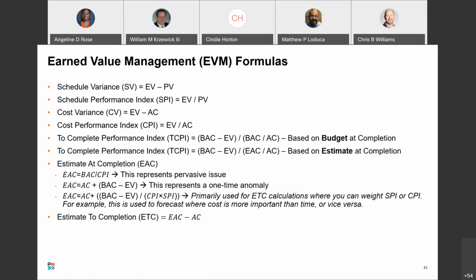And then we have that ETC, right? Estimate to completion calculation. If you want to weight SPI or CPI, we said you probably don't need to worry about that, I just want you to be aware of it. And then the last one is the estimate to completion, which is the adjusted budget at the end minus the actual cost we've already spent. That tells us what we need to spend between now and the end of the project.